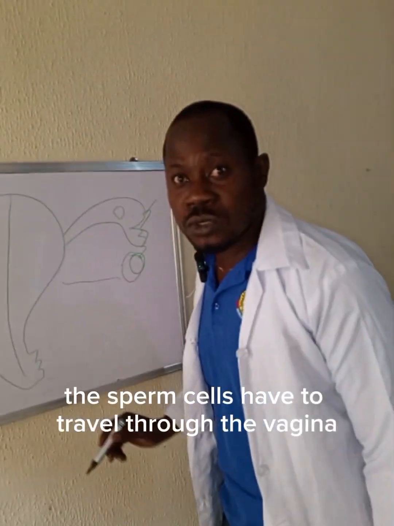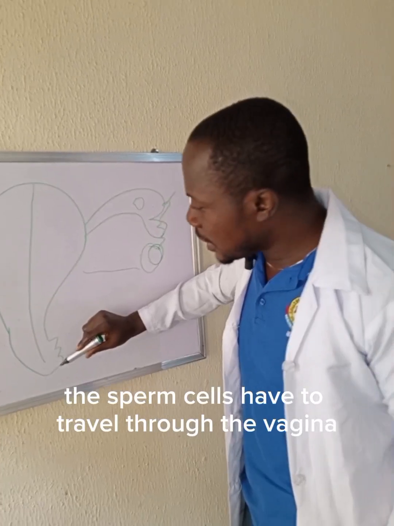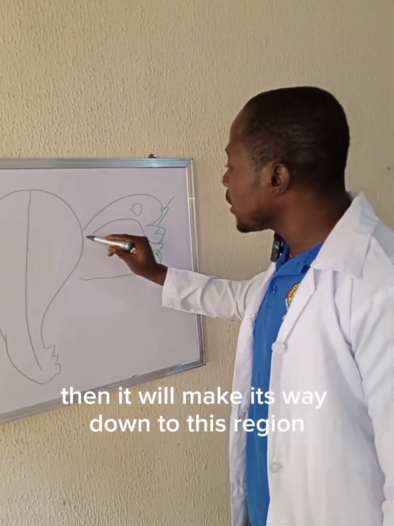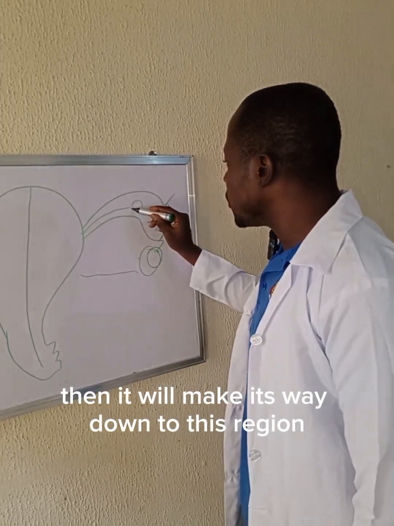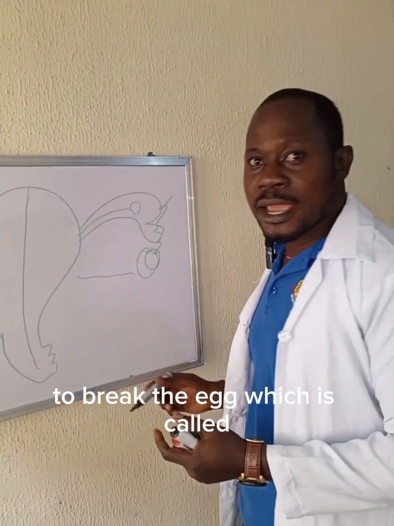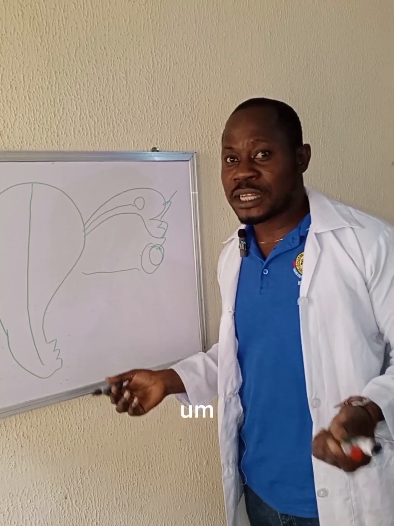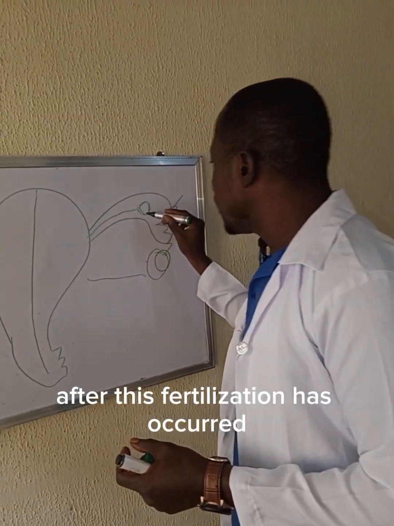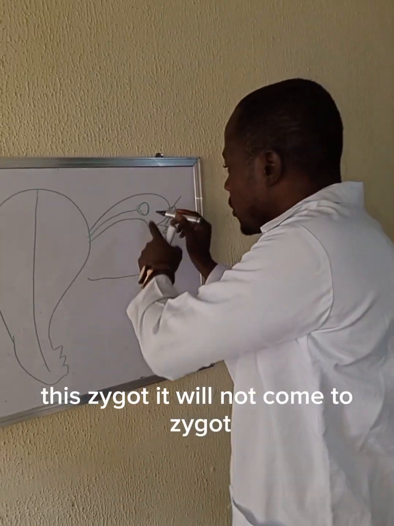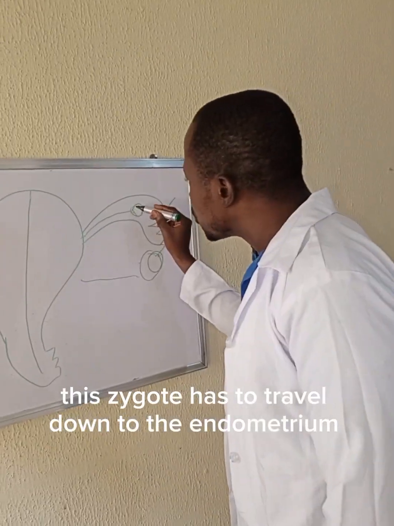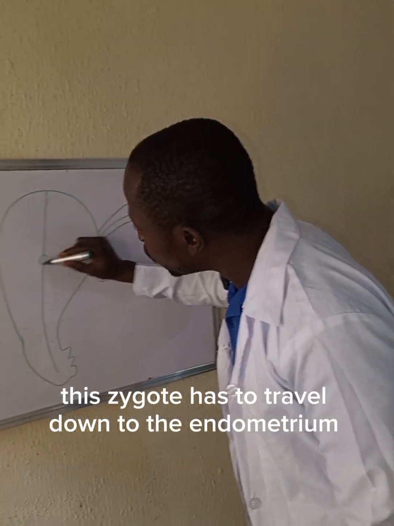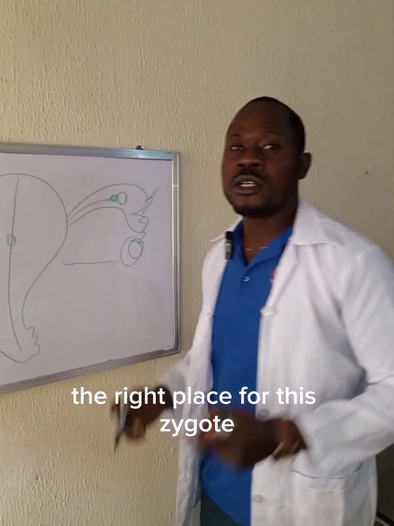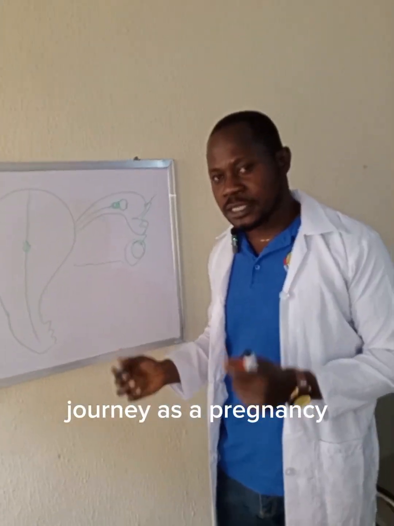Then the sperm cells have to travel through the vagina, then through the cervix to the endometrium, then make their way down to this region to meet the egg, which is called fertilization. After fertilization has occurred, it will now turn to a zygote. This zygote has to travel down to the endometrium to stay, because this place is not the right place for this zygote to start its development as a pregnancy.